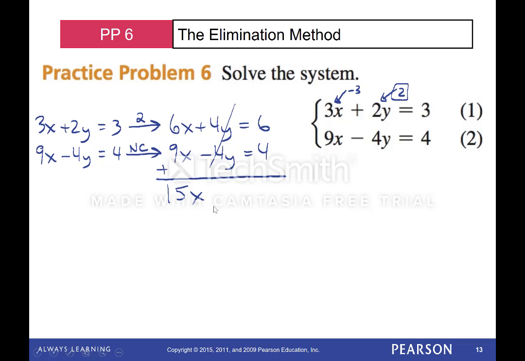That's exactly what we wanted in the first place. There it is. On the other side, 6 plus 4 is 10. And when we divide both sides by 15, yep, we're going to get some fractions here. And that fraction is 2/3.